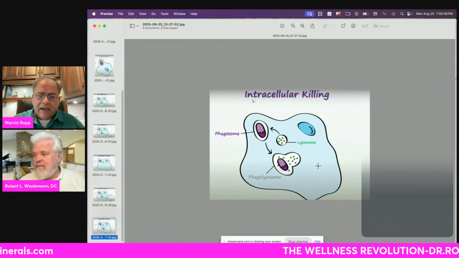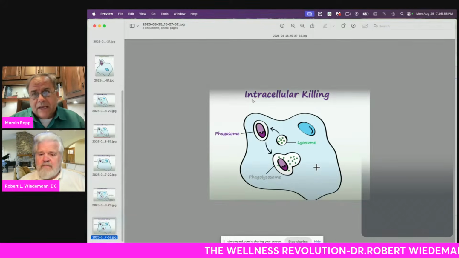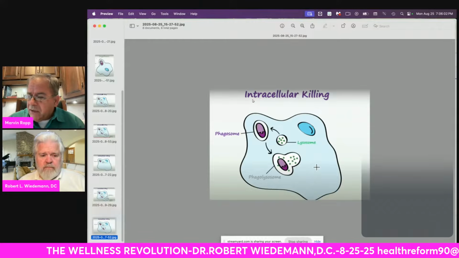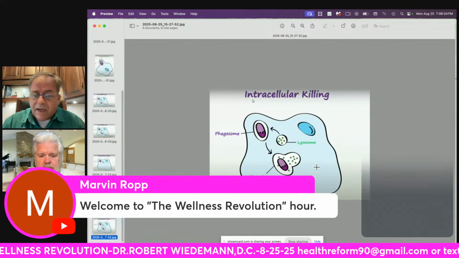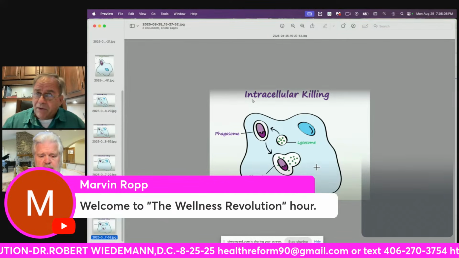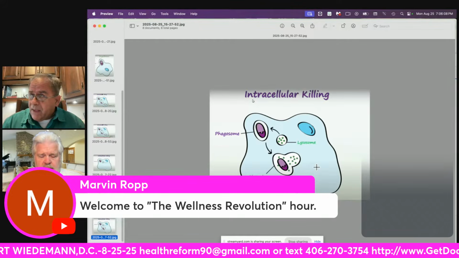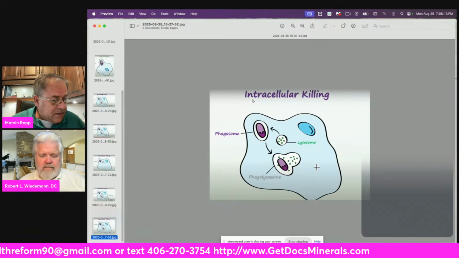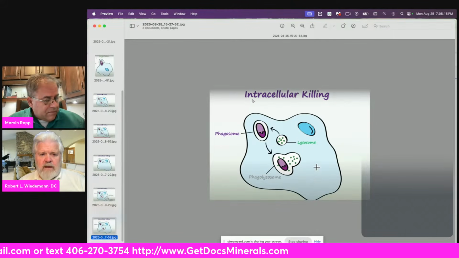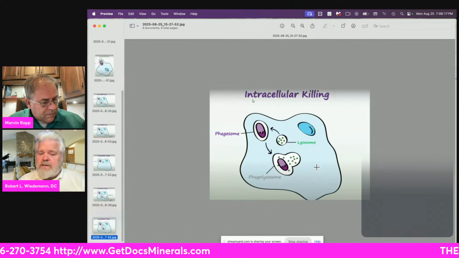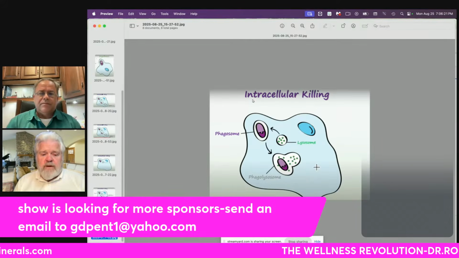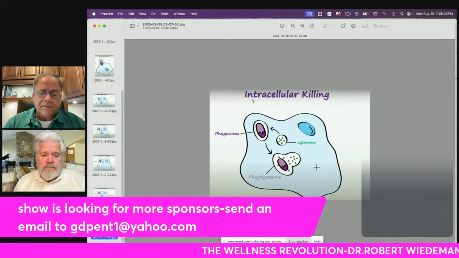Those little bad guys, all we need to know is there's bad guys. Bad guys don't like minerals. And when you give our body the minerals it needs, with the Basic 90, which is the minerals that we need, guess what? It's kind of like supercharging those good guys, and the bad guys will run away. Yeah. And it's interesting that the red blood cells have some degree of capability of doing this as well.